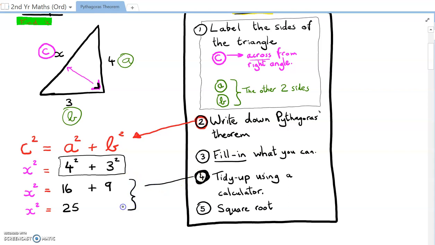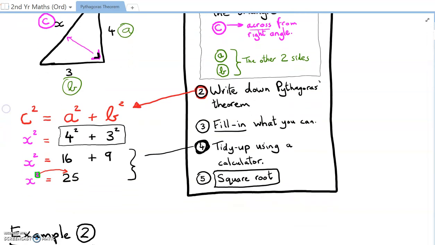These two lines. Now the last thing I do is I need to do the square root. Now what does that mean? Well, you see this little squared here? I don't want that there anymore. I want to bring that over to this side so that x will be completely on its own. But when you move a squared over to the other side, it's going to change into a square root. And hence the reason why step 5 is just called square root.